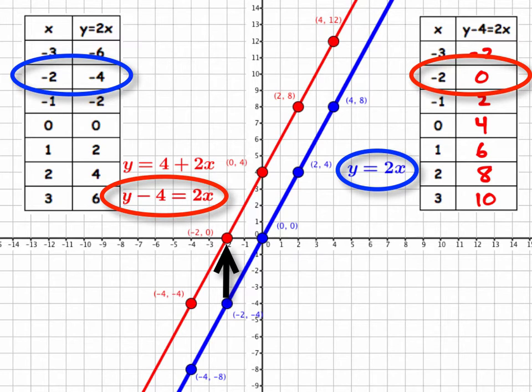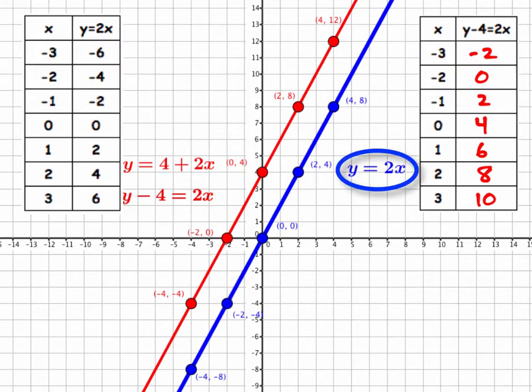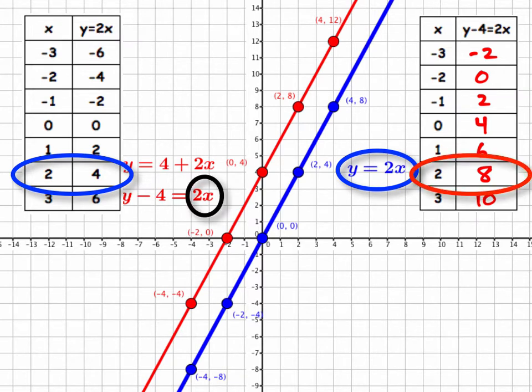We'll do one more. In blue, the ordered pair 2, 4. Of course, 4 is 2 times 2. It works with this equation in blue, that's why it's on the line. But if we think about this equation in red, for the exact same x value, 2 times 2 is still going to be 4 right here, but it is no longer the case that y equals 4. Y minus 4 has to equal 4. Y's got to be bigger than 4. Y's got to be 8 in order to make this statement true.